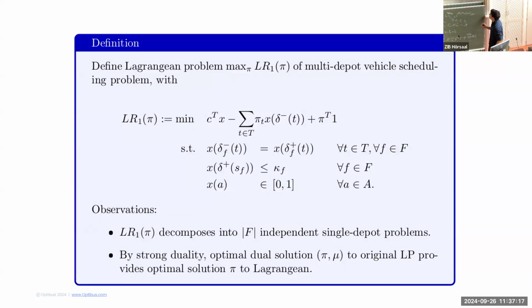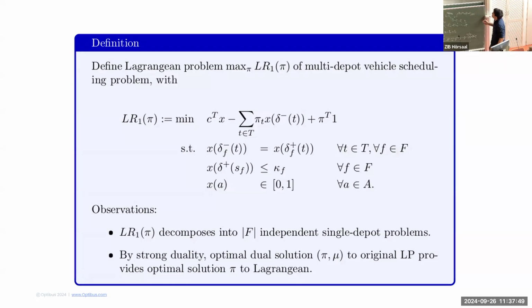I guess most of you know what a Lagrangian is. Maybe I will shortly explain. Basically what you do is we take one constraint and put it into the objective, which was this constraint which told us that for each service strip, you have to have exactly one incoming arc, which would be this one here. So these always have to be equal to 1. And then we put this into the objective with some weight. For each constraint, we have a weight P, T here. So this is a classic Lagrangian.